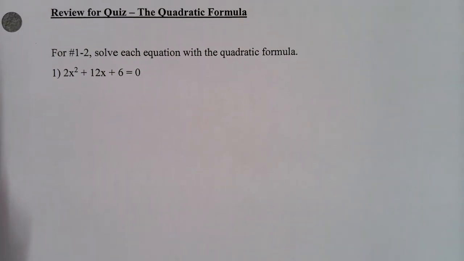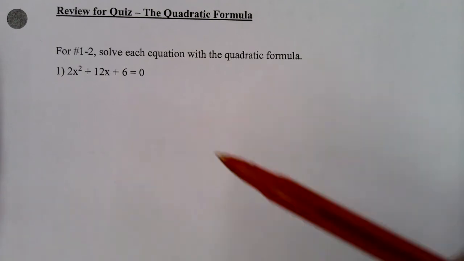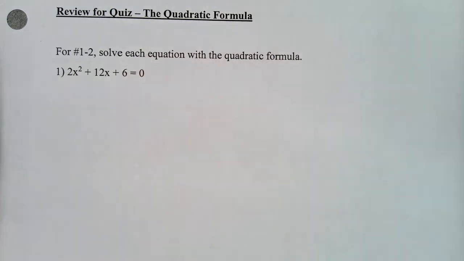And remember, the first step is the equation must be equal to 0. Okay? That's your first step. The equation must be equal to 0. So number 1 is already equal to 0, so that's good. So start by identifying A, B, and C.